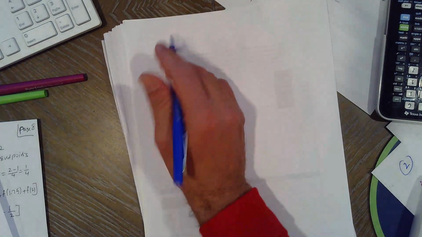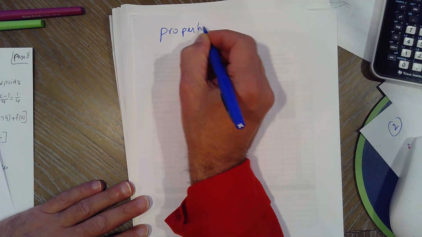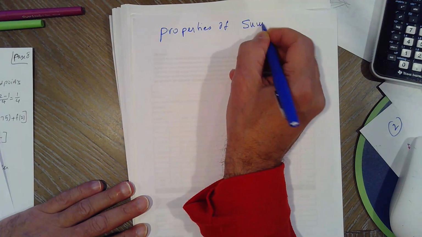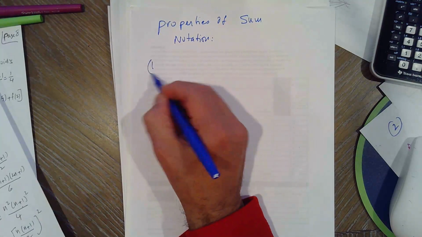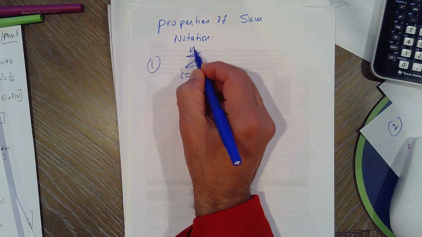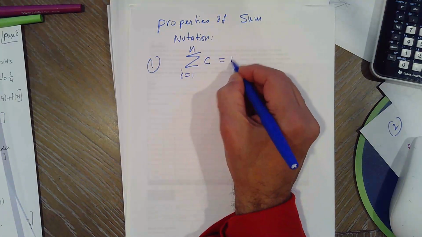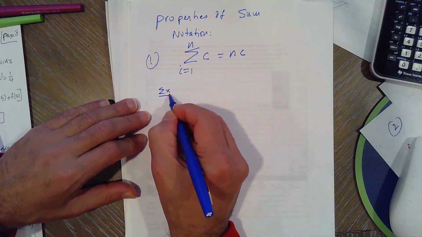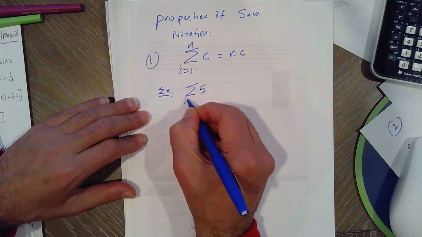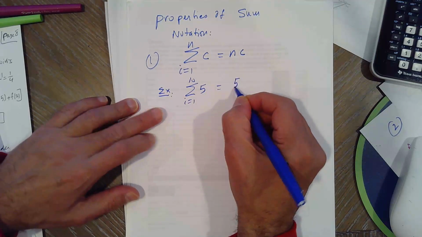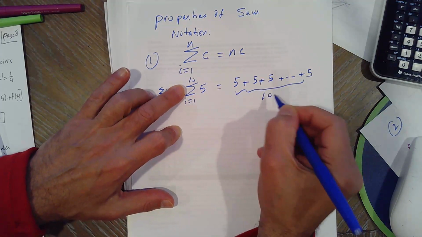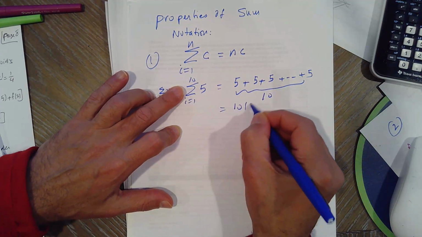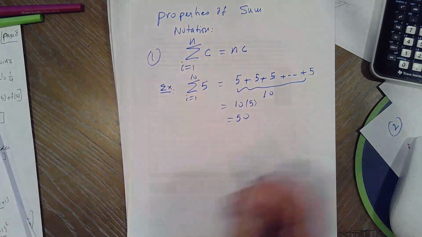Okay, now some properties of the summation notation. Properties of sum notation. The first property is the sum from 1 to n of c equals nc, or cn, for example. If I'm adding 5 plus 5 plus 5, 10 of them, right? As many as that number is. So 10 5s, which is 50. Same thing here, okay?